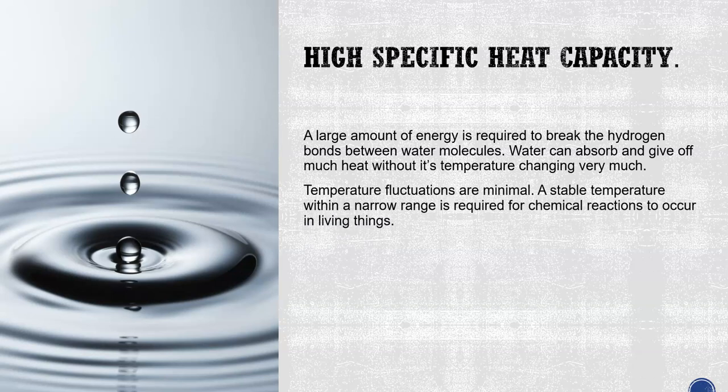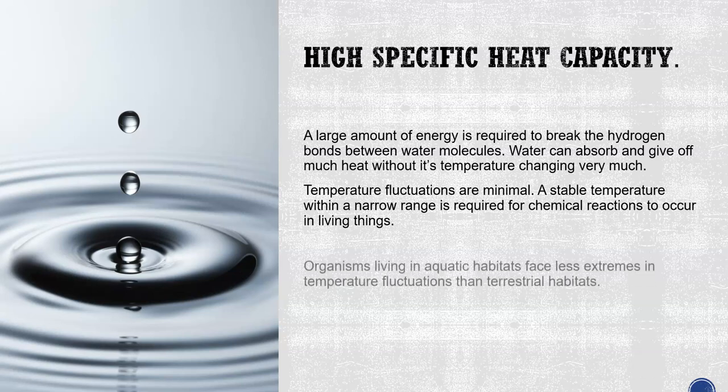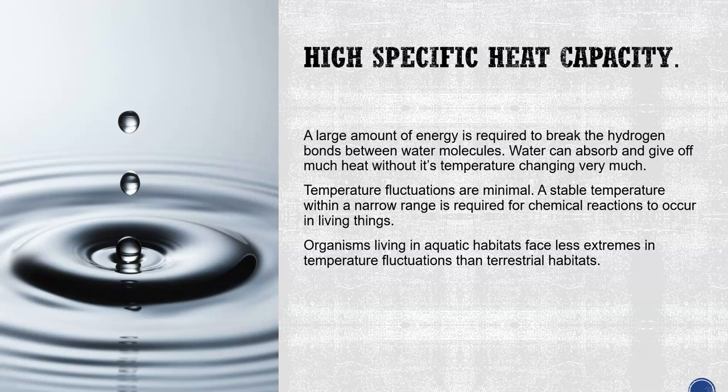Temperature fluctuations, therefore, are minimal, and a stable temperature within a narrow range is required for chemical reactions to occur within living organisms. So that would suggest that water is the ideal environment for these reactions to occur because it keeps a very, very stable temperature range. Organisms that live in aquatic habitats face less extremes in temperature fluctuations than those in terrestrial habitats. Water bodies tend to stay at a fairly consistent temperature.